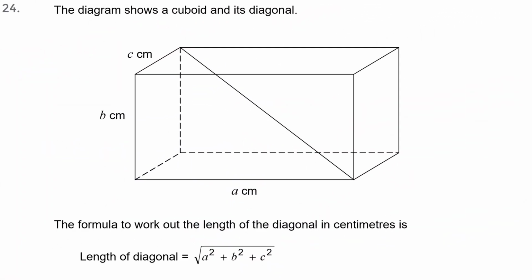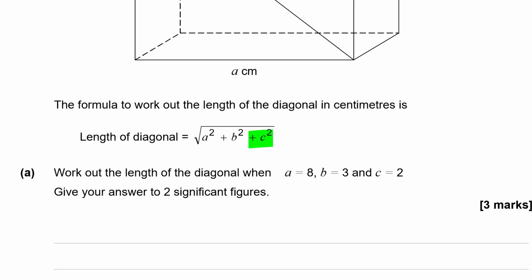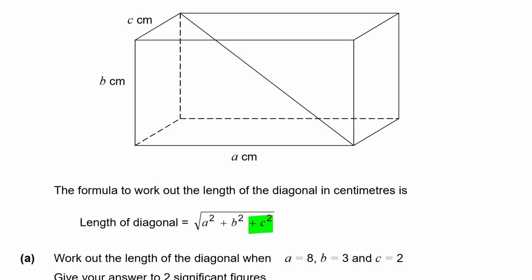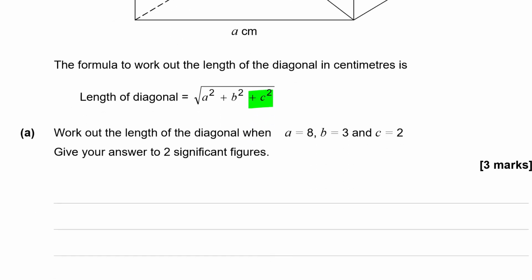The diagram shows a cuboid and its diagonal, and the formula to work out the length of the diagonal in centimeters is length of diagonal equals the root of a squared plus b squared plus c squared. This is one of those interesting extensions of Pythagoras theorem, so when you move from 2 to 3 dimensions, all you've got to do is add in your extra length to work out the length of the diagonal. Quite cool. So what do we have to do here? Work out the length of the diagonal where A is 8, B is 3, and C is 2. We just need to put those numbers into the calculation and work it out.